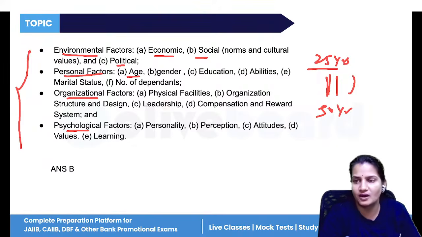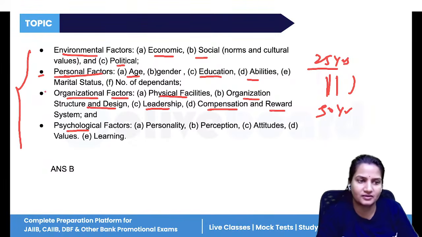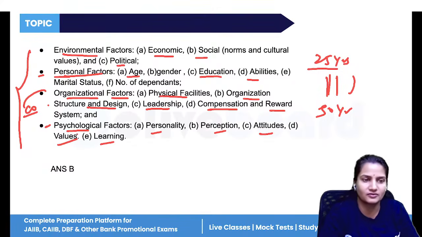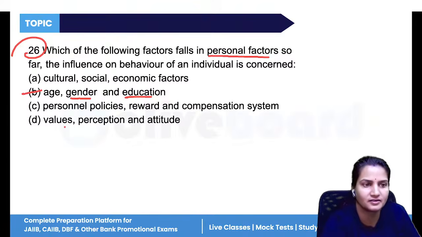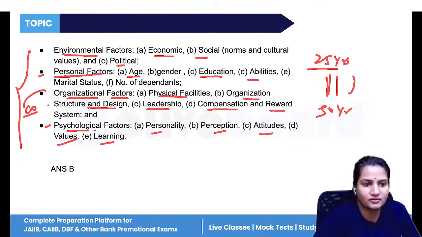Now how these two have conflict or conversation in the bank, in the company, that also affects your individual factors. That is your personal factors: education, abilities. Then organizational factors, like compensation, the factors related to your company. And psychological factors means your personality, perception, attitude, behavior, values, and your learning. So option B is the correct answer. This is your psychological factor and this is your personal factors. Don't get confused between these two.